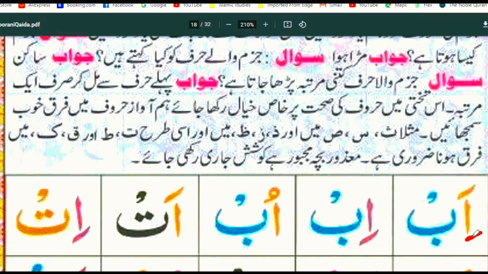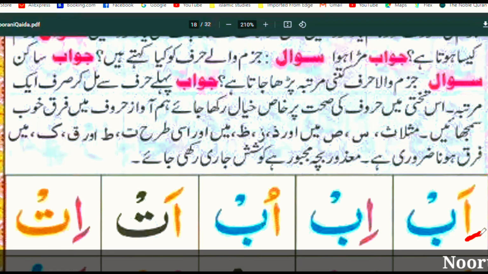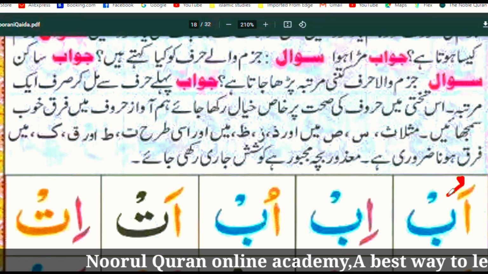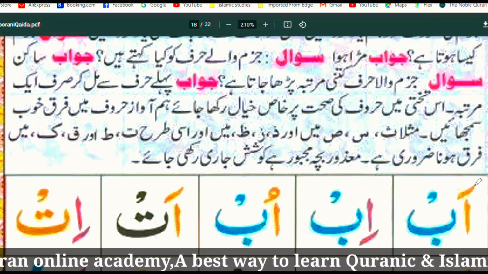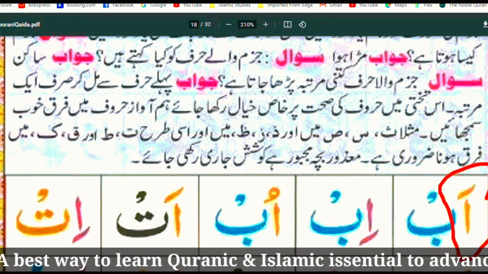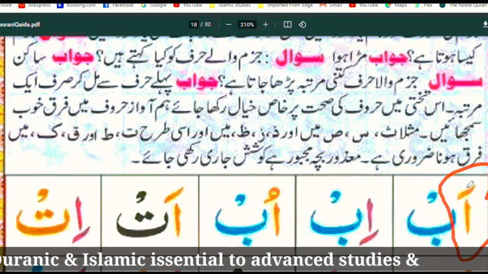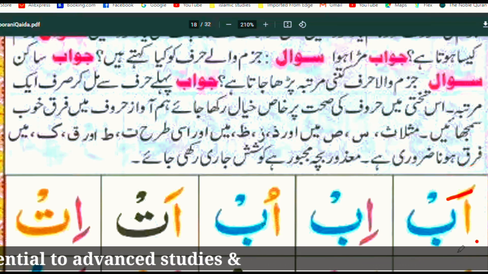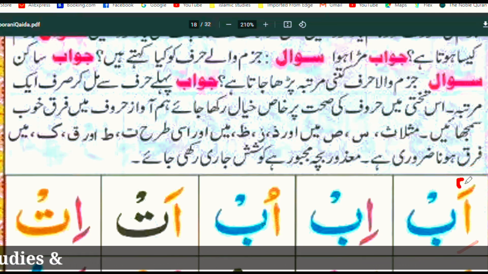And now Hamza is carrying how many harakat? Two, zabar and zair. And they add pesh as well. Okay, so now Hamza carries how many harakat? Three. Zabar, zair, and pesh.